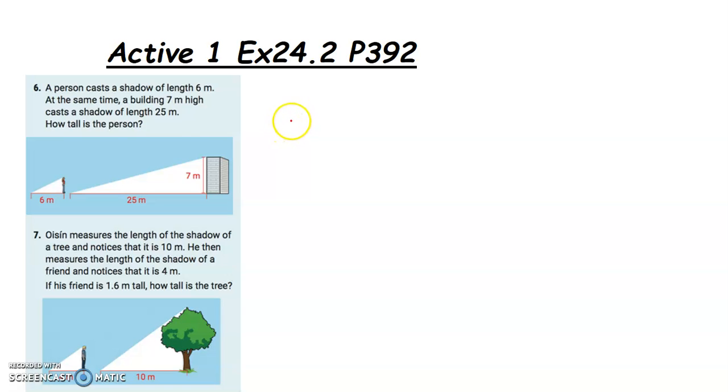So there you can use your ratio rule. If this is 6 and this goes up to 25, we have 6 divided by 25 going to be equal to the same ratio that this increases. Since it's 6 over 25, it's going to be the height of the person over 7. I'm just going to call the height of the person x, you can call it h, whichever one you want.